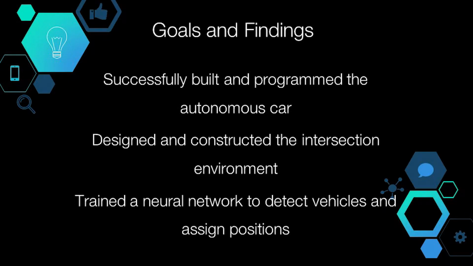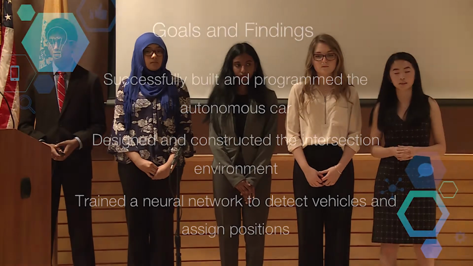So for our goals and findings, the original goal of our project was to create a software-based monitoring solution to reduce accidents at four-way stop sign intersections. To do this, we mounted an aerial camera and had a convolutional neural network in order to detect both self-driving and human-driven cars. Thus far, we have successfully programmed and constructed an autonomous car, built a testing environment, as well as trained a neural network to both detect the positions of the autonomous and human-driven cars and label what number they are.